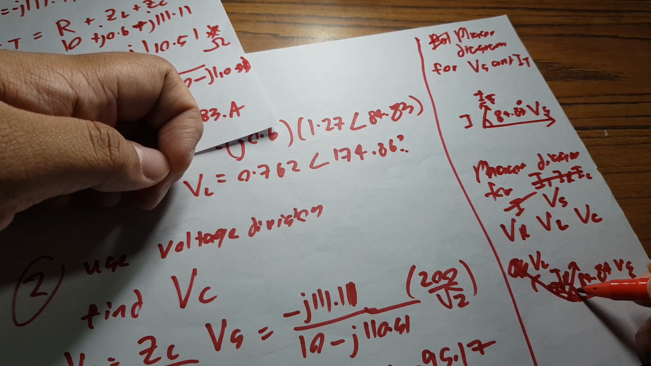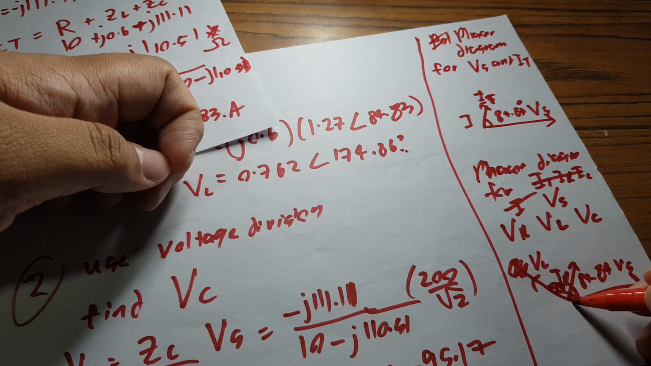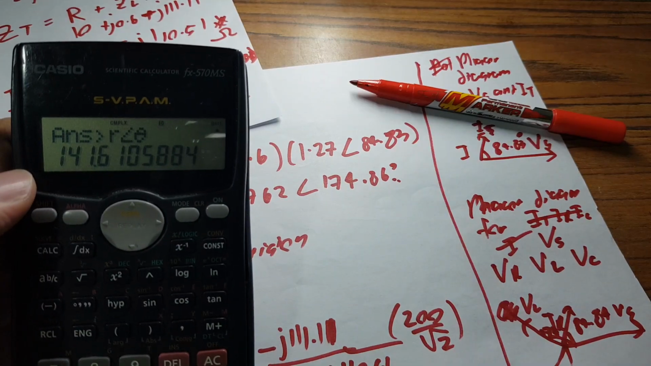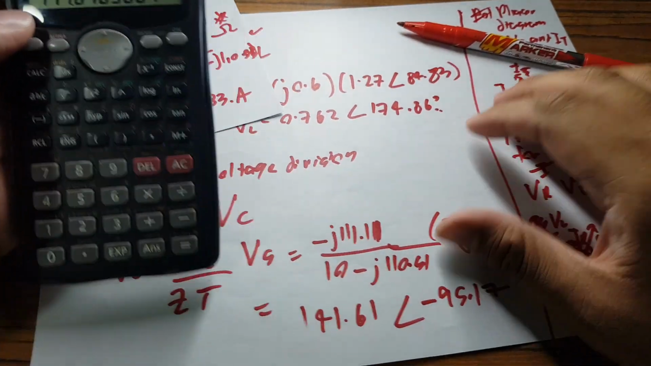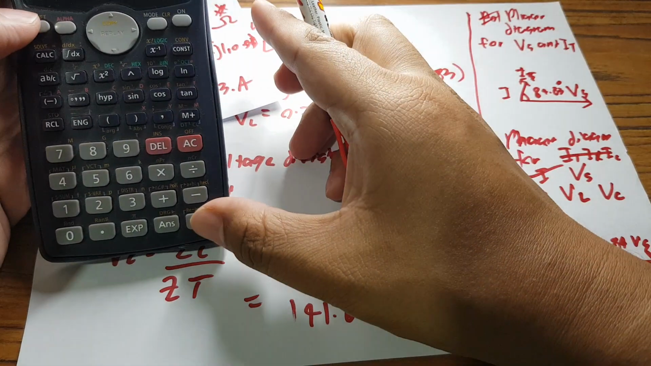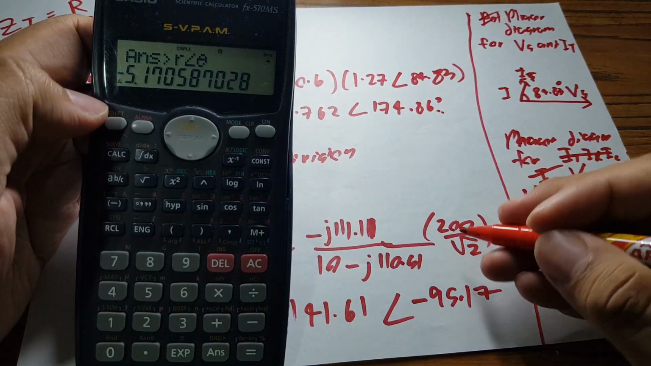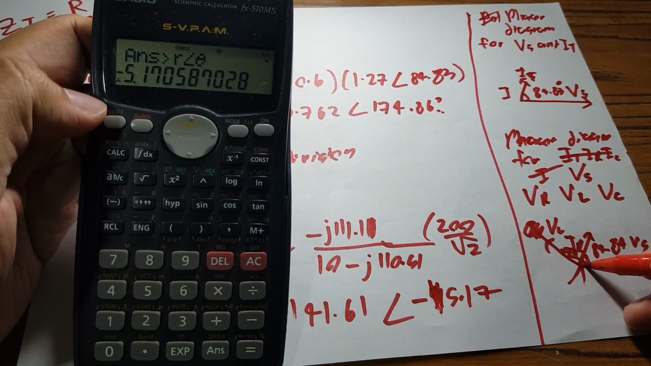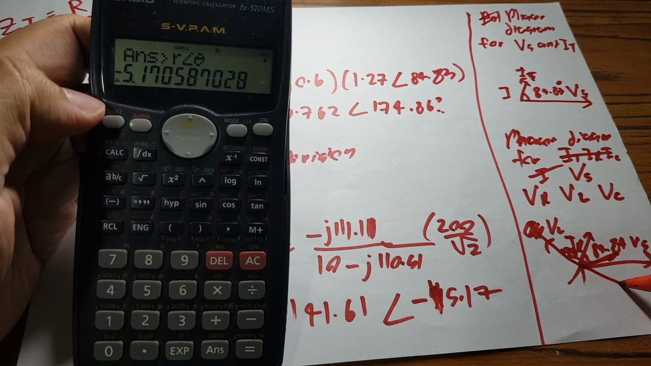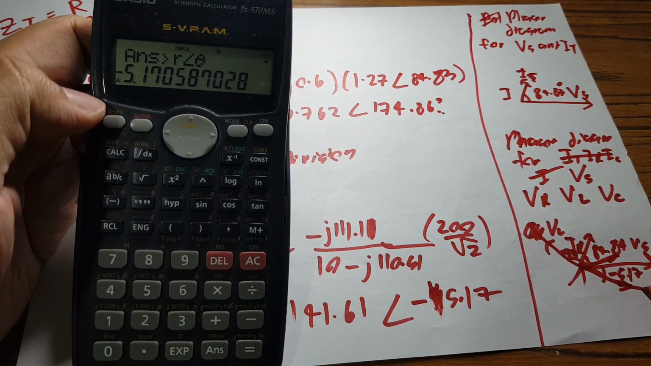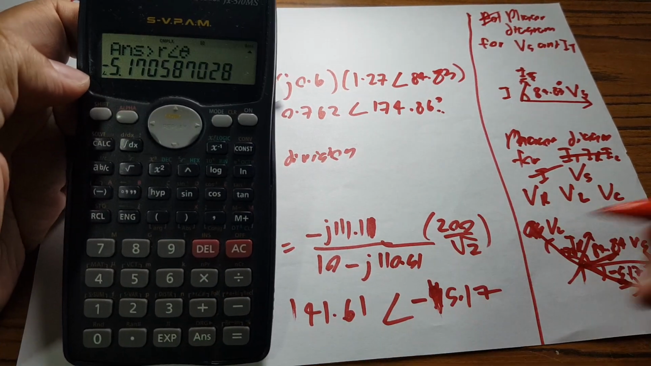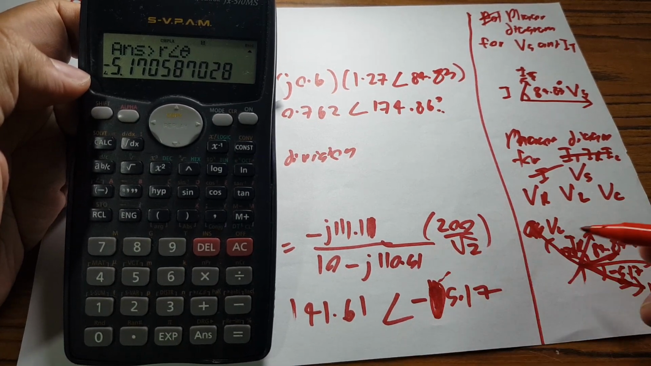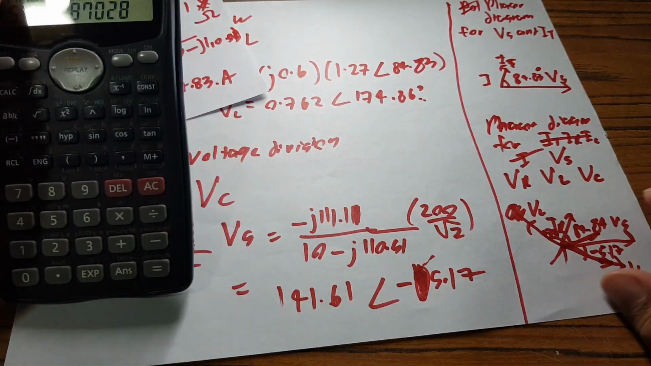So there is a correction for VC, okay. Be careful when you use your calculator, okay. So this one should be on here, negative 5.17. This one should be bigger, VC, okay. So correct this, okay.